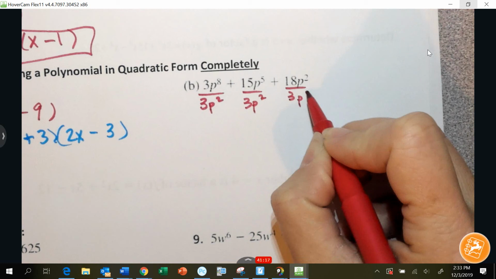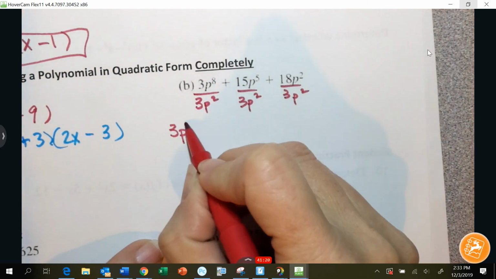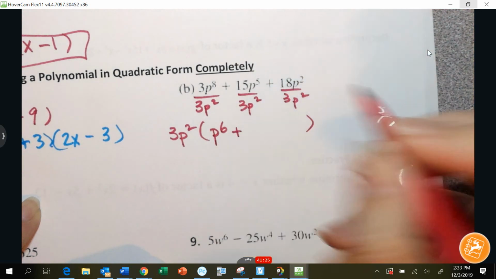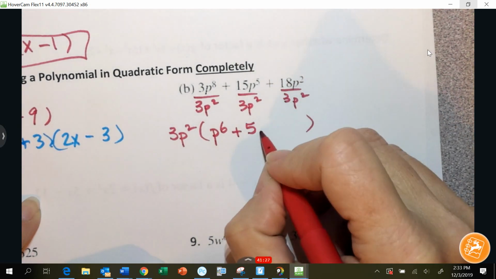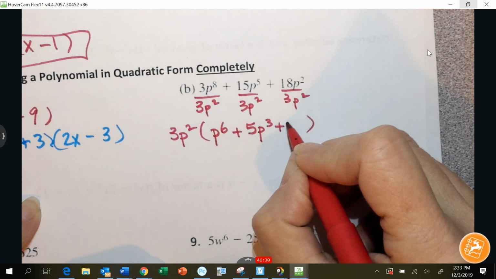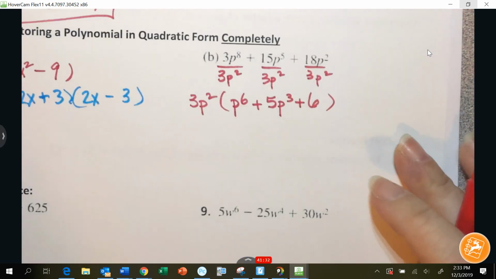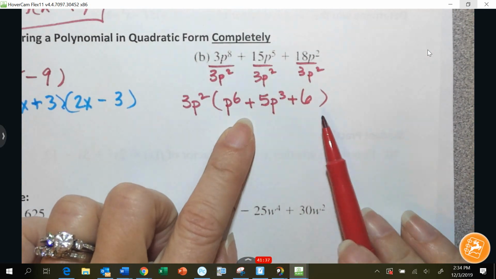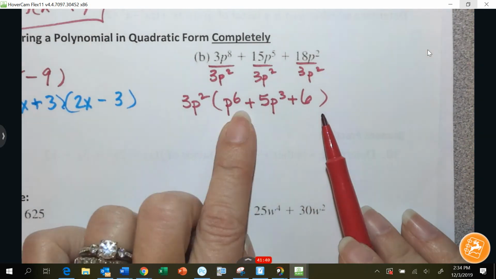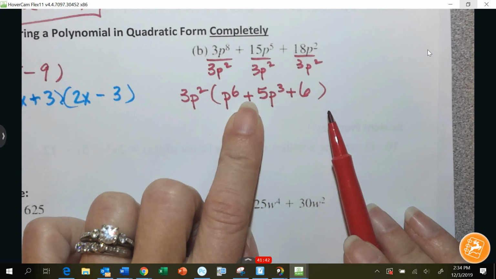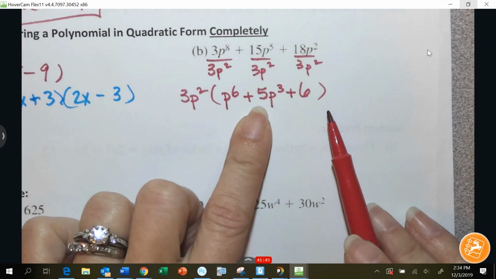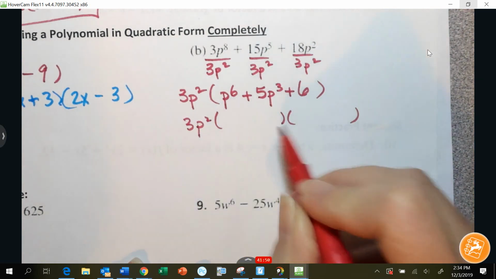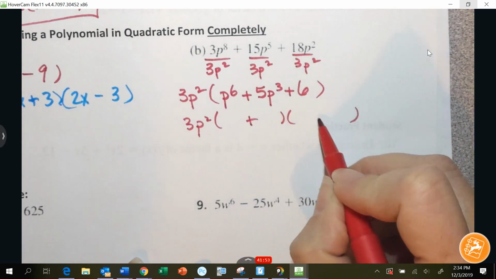Oh, 3p. This is the one I really need you to pay attention to. Okay, so we factored out our greatest common factor. Now we have something in the form of ax squared plus bx plus c. It just has different powers, but don't worry about it. We are going to factor that by guess and check. It looks like my signs are going to be plus and plus.